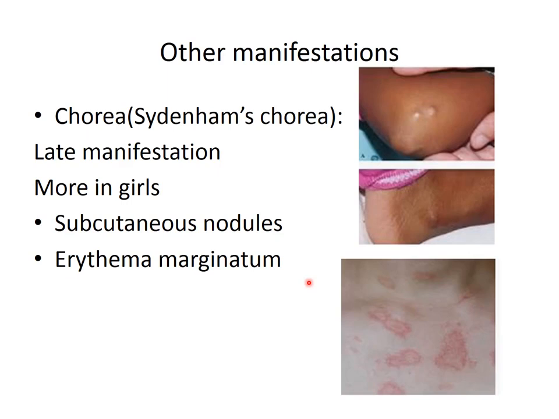Other major manifestations include chorea, which is Sydenham's chorea, and you all know about chorea. It is a late manifestation because it does not occur with the rest of the major manifestations such as carditis and arthritis. It comes later. It is more common in girls. And of course, as you know, subcutaneous nodules are important, and usually they denote a significant carditis, as well as erythema marginatum, which also denotes a severe carditis, if present.